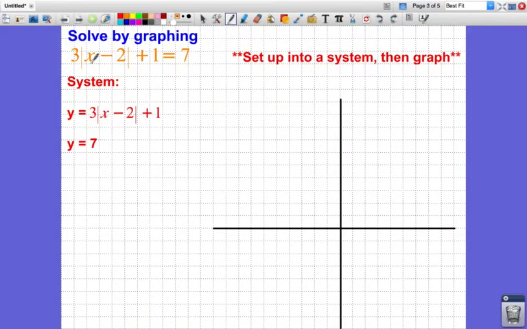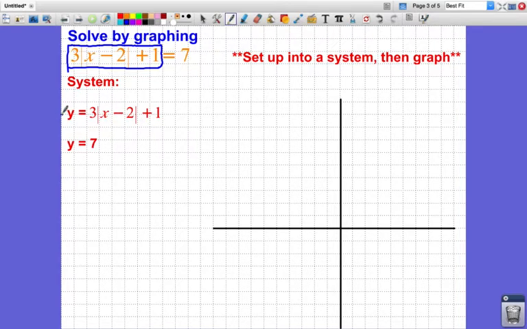So I have 3 times the absolute value of x minus 2 plus 1 equals 7. I'm going to set this up into a system and then graph. So my system is y equals my absolute value function, and then because I'm replacing 7 with y, I also have y equals 7. So these are the two functions that I need to graph, and then I just need to see where the points of intersection are, and those are my solutions.